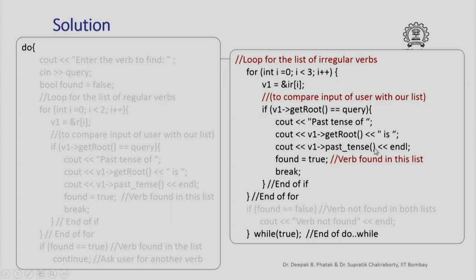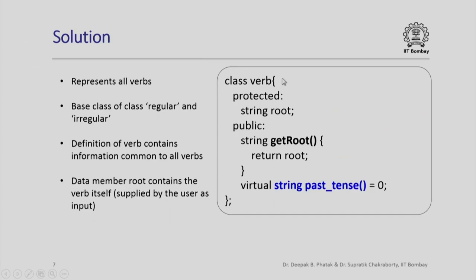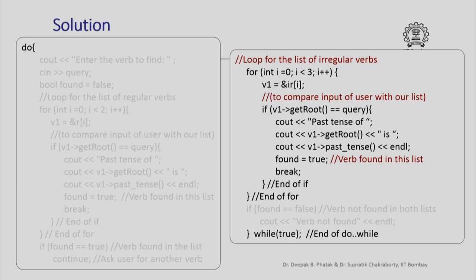We call v1 arrow past tense, but v1 being a pointer to the base class and the base class being an abstract class in which past tense was a pure virtual function, v1 arrow past tense would really require us to find out what v1 is pointing to, and in this particular case v1 is pointing to an object of the class irregular.